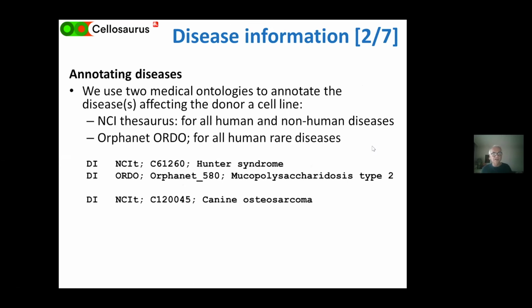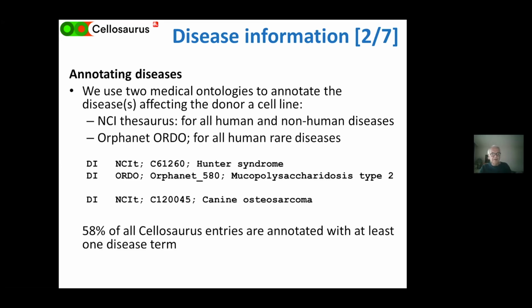So you may wonder why two. The NCI Thesaurus covers all of the diseases, and we have a collaboration with them. When we needed disease terms that didn't exist, they created them, about 600 terms now for us. So you could say we don't need another ontology, but the rare disease community has asked us to also use Orphanet ORDO for all human rare diseases. So we have recently added the information on disease with the Orphanet ORDO ontology.